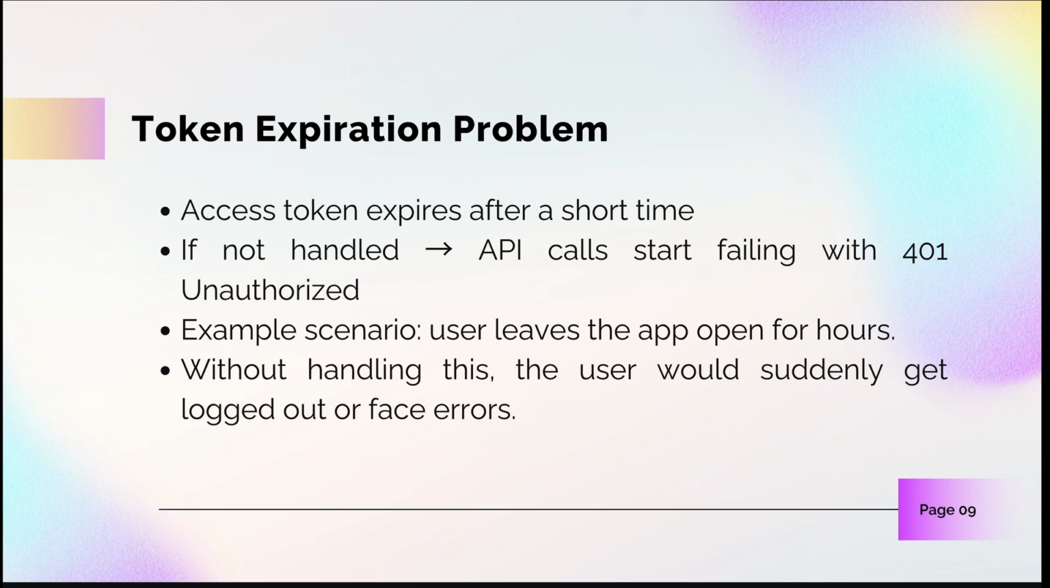So, the expiration problem. Access tokens expire after a short time. As I said, it is a short time, like 15 minutes to 1 hour. Based on your requirement, you can set in the backend how long you want the access token to last before it expires. If it is not handled, API calls start failing. So this is the key line: you must handle the problem of access token expiry.